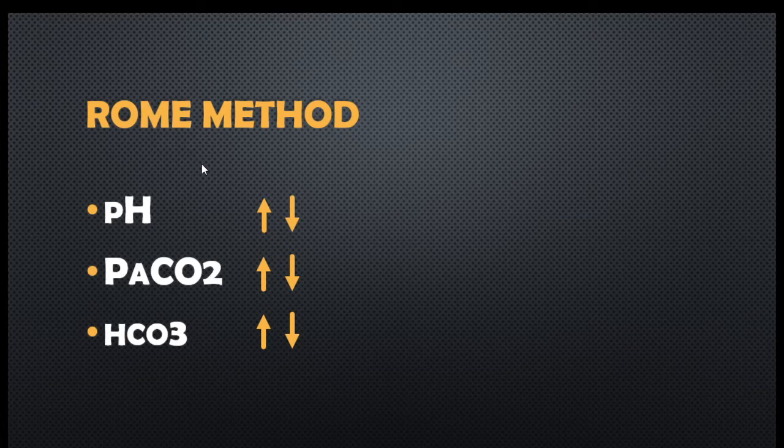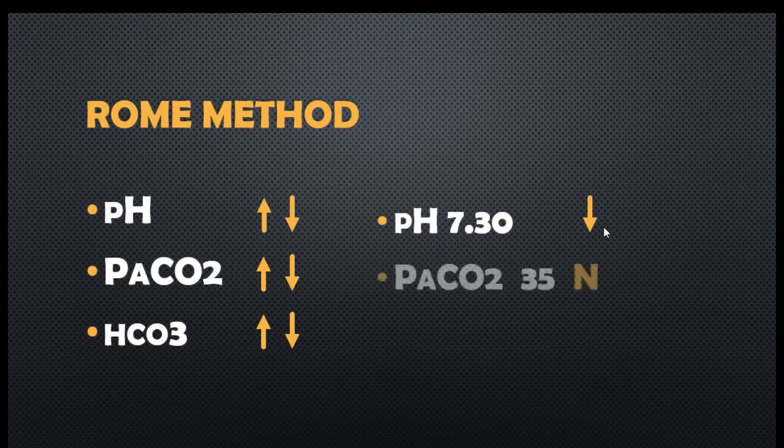Okay, so now let's look at this one. pH value of 7.3: is it acidosis or alkalosis? Remember, the normal value for your pH is 7.35 to 7.45. So 7.30 is acidic, so it is going down. Let's put an arrow here, going down. Next, we have your PaCO2 level. What is the normal value for your PaCO2? Yes, it is 35 to 45. So in this case, this is normal.